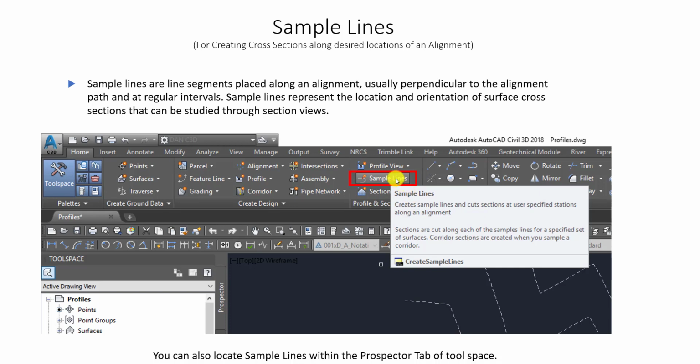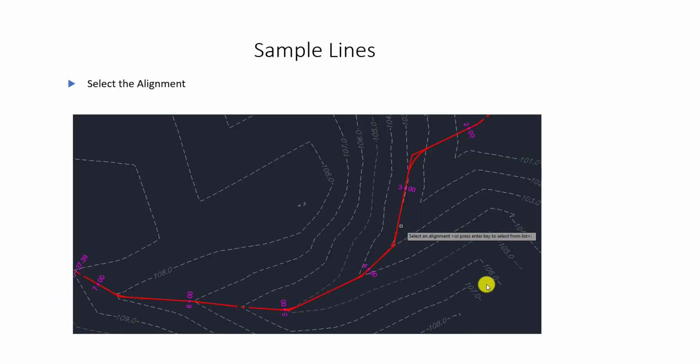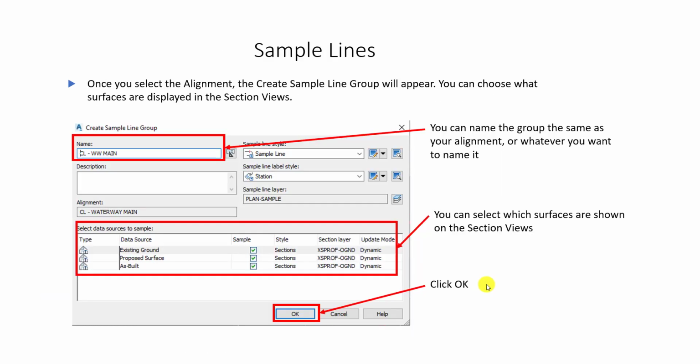So you want to go ahead under Home, under Sample Lines, and select the alignment that you want to create your sample lines from. Once you select your alignment, the Create Sample Line group will appear. You can choose what surfaces are displayed in those section views. So it's the same type of process as doing profile views. Now we're just doing section views.